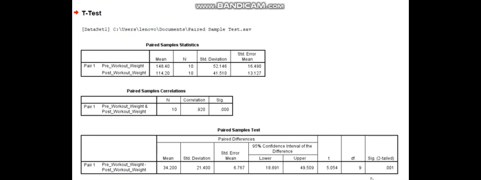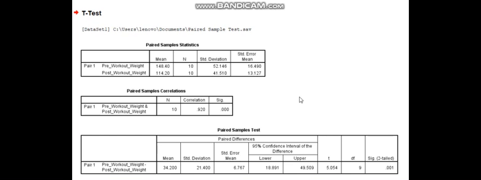So our p-value is 0.001, which is less than 0.05, and our confidence interval ranges from almost 18 to 49, which does not contain 0. I also looked up the critical value at 9 degrees of freedom and found it to be 2.262, which is less than 5. So we can conclude that our means are different.